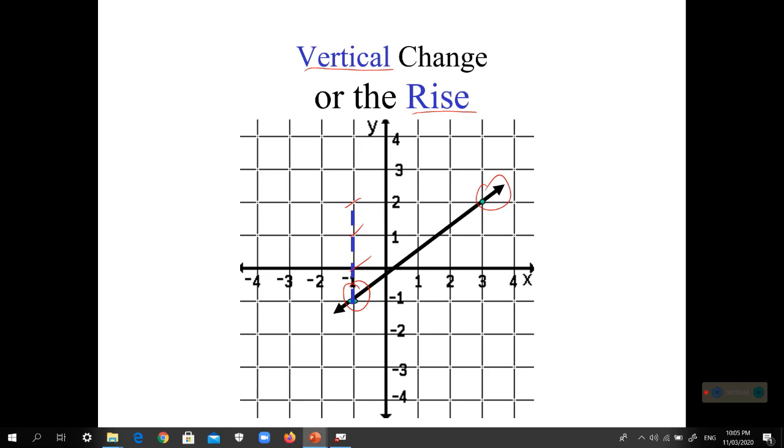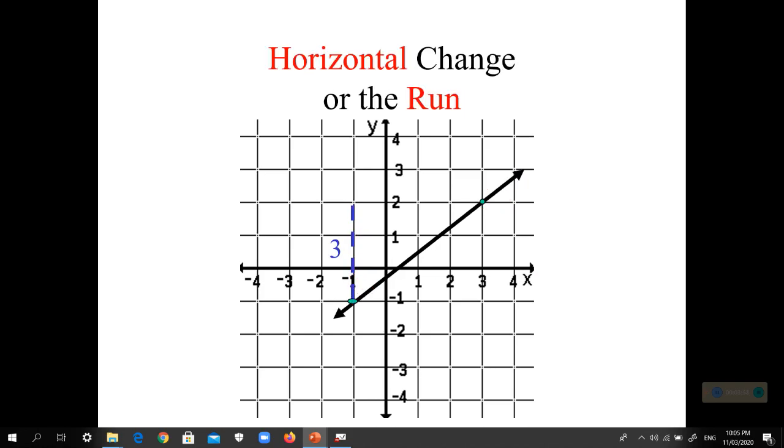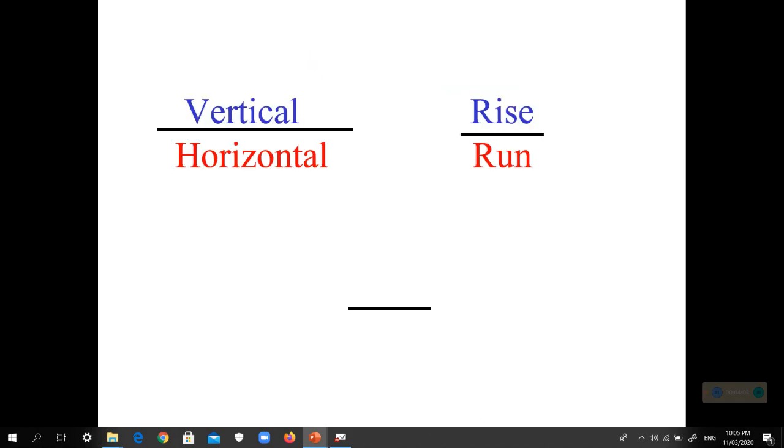Okay. And then you are going to count the number of the horizontal change up to this one. So from this point, we have here 1, 2, 3, 4. Okay? So that's why our run here is 4. Therefore, your slope here will be 3 over 4. Again, by applying vertical over horizontal or rise over run, the slope of the previous slide is 3 over 4.